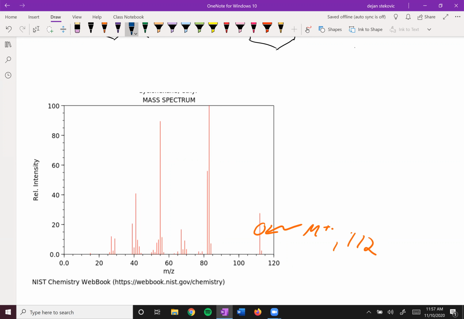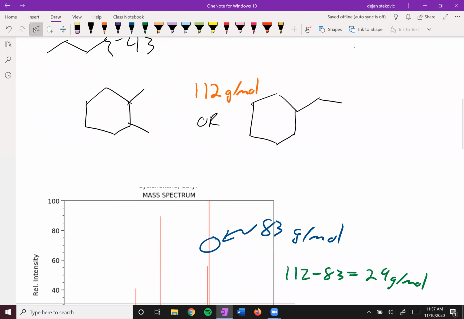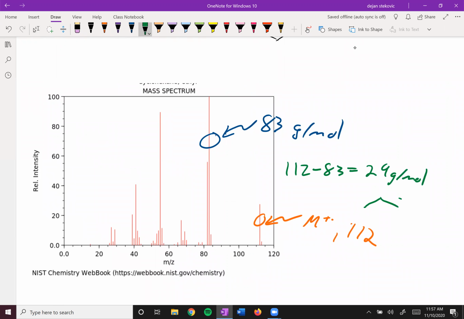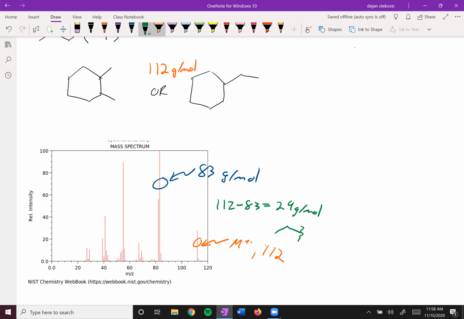What we can take a look at then is the peak after it, the base peak after it. And in this case, this one is weighing in at 83 grams per mole. And so if we take 112, subtract out 83, you'll get 29 grams per mole, which looks just like our ethyl, right? That's a fragment that came off of this molecule that was an ethyl. And so if you take a look at these two compounds, one of them has an ethyl, the other one does not.